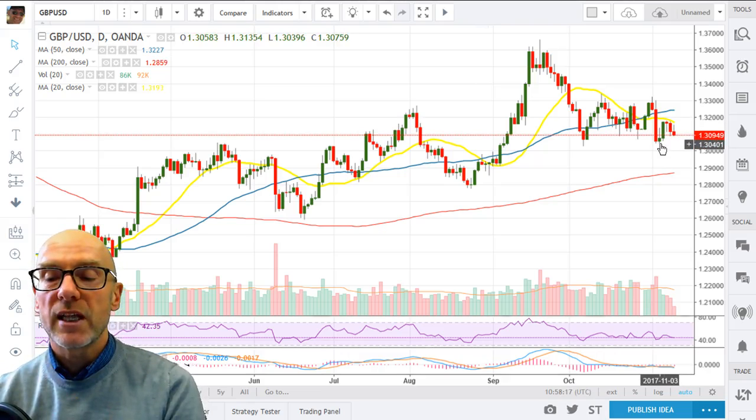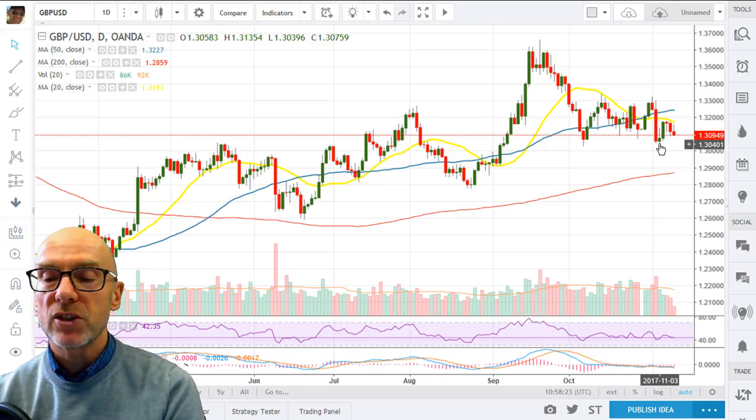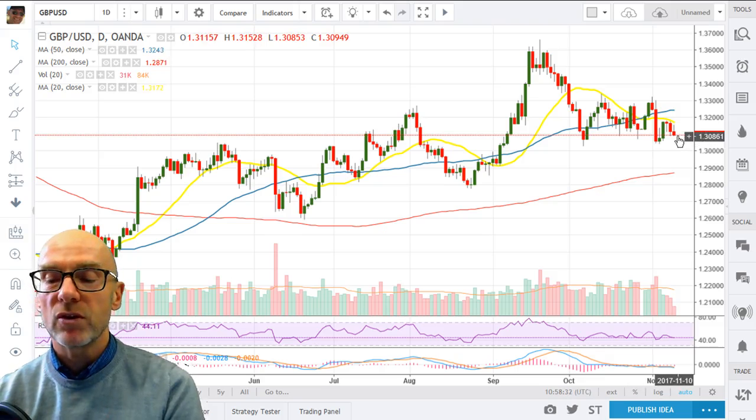You can see that there are supports. I'll give you the exact levels on my supports slide in a minute or so. They come in from the 3rd of November and the 6th of October. They are key supports, and to me they look vulnerable.